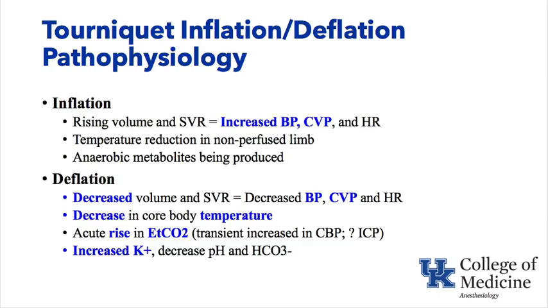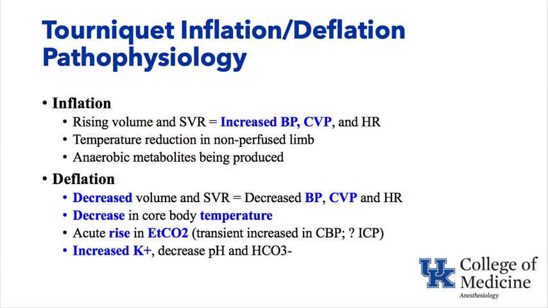There's also an acute rise in end tidal CO2 because the muscle undergoes metabolism in an anaerobic environment, and carbon dioxide and acid has been produced. And there's a transient increase in end tidal CO2 when the cuff's deflated. Oftentimes your end tidal CO2 will be 35 and suddenly it will jump up to 50 for a short period of time immediately after the cuff is deflated.